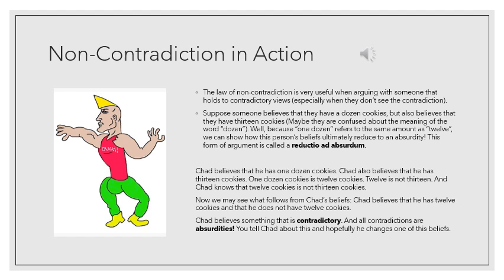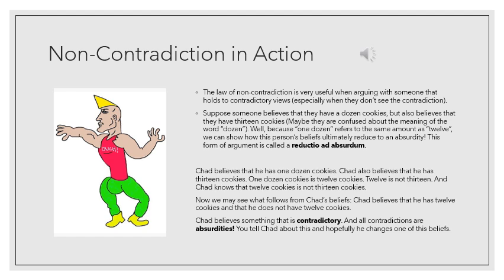And then if you can show that an argument ultimately leads to an absurdity, then you can safely reject that conclusion. So, for example, take Chad here. Chad believes that he has a dozen cookies. He believes that he has 13 cookies. We know that 1 dozen cookies is 12, and that 12 is not 13. And Chad also knows that 12 cookies is not 13 cookies. Now, from this set of beliefs and facts, we can see what follows from Chad's beliefs, right? Chad believes that he has 12 cookies and that he does not have 12 cookies, right? Because he knows that 12 is not 13, and so if he thinks that he has 13, then he believes that he doesn't have 12.